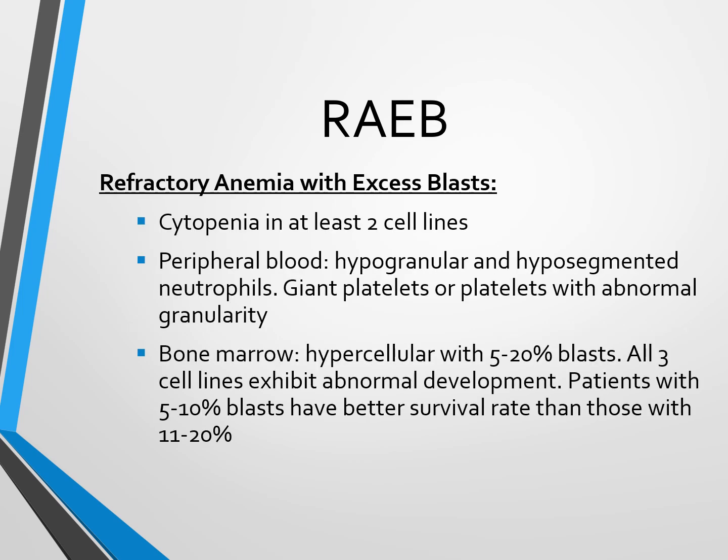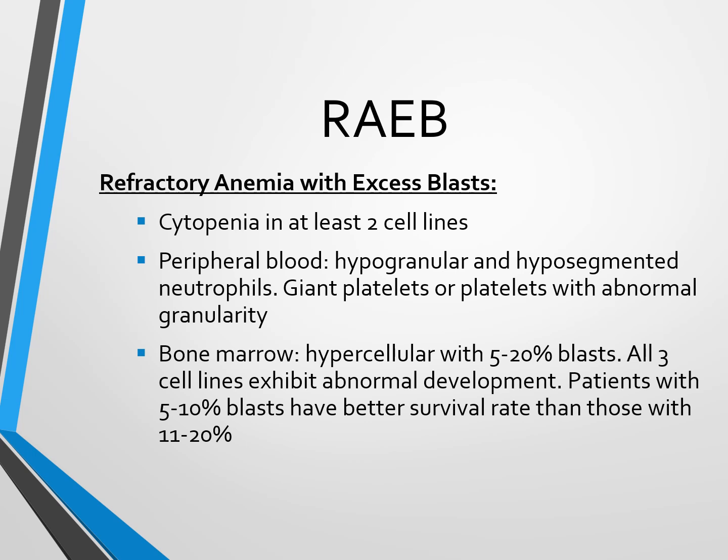The next classification or category under our FAB is going to be a refractory anemia with excess blasts. What we're going to see in RAEB is cytopenia in at least 2 cell lines. With regard to our peripheral blood, we're going to see hypogranular and hyposegmented neutrophils. So we're going to have that pseudo Pelger-Huët. We will see giant platelets or platelets with abnormal granularity.